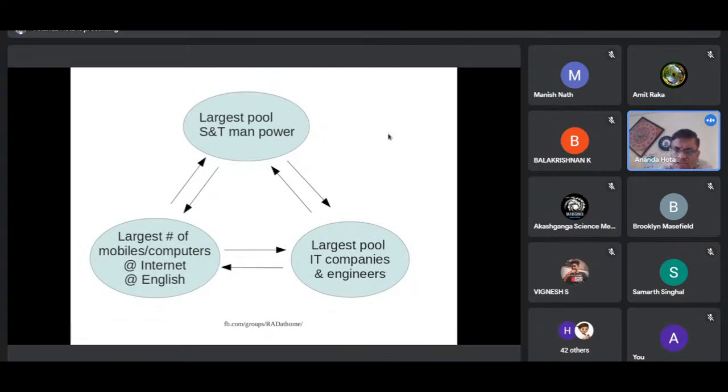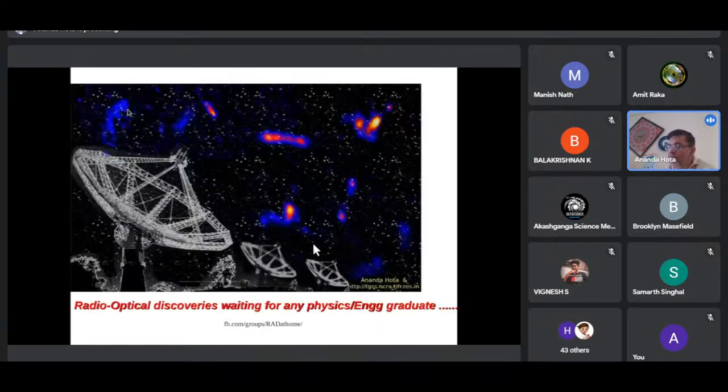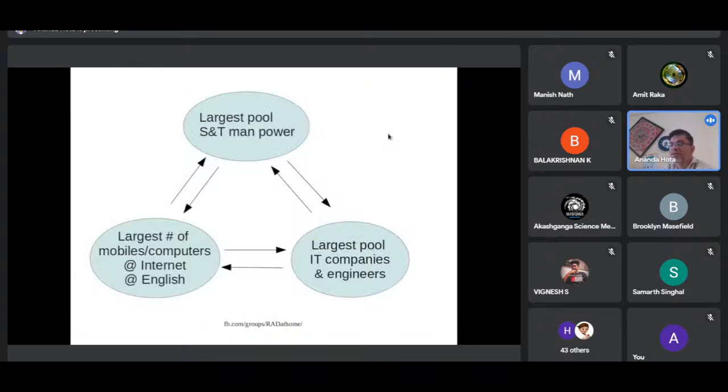What we are good at, we are best in one aspect that no other country is. Largest pool of science and technology manpower, largest pool of IT companies and engineers, largest number of mobile phones and computers connected to the internet, all communicating in English. So the moment anything happens in the world, we all can start learning immediately. There's no delay of translation or anything. So if we apply this aspect of our global competitive edge to the largest radio telescope we have, we can do wonderful things. That's the origin of Radiometrics.